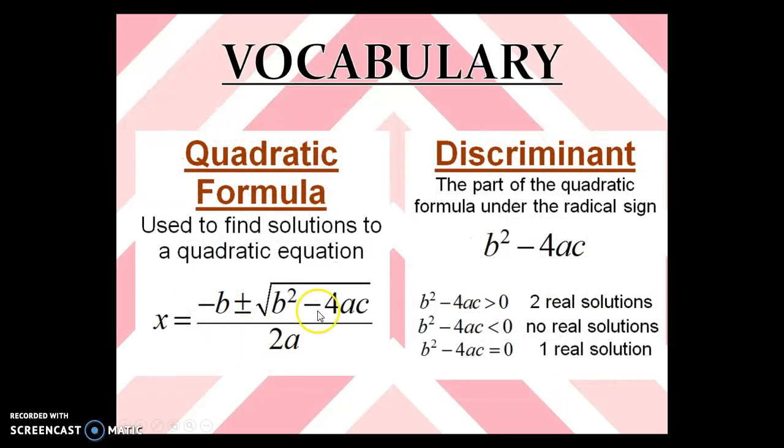Quadratic formula, we've worked through this now. Where the discriminant, if the discriminant's bigger than 0, you have 2 real solutions. If it's less than 0, you have no real solutions. And if it's equal to 0, you have 1 real solution.